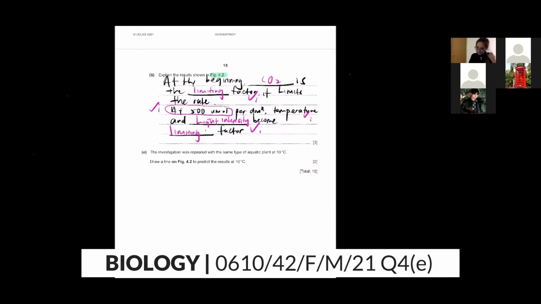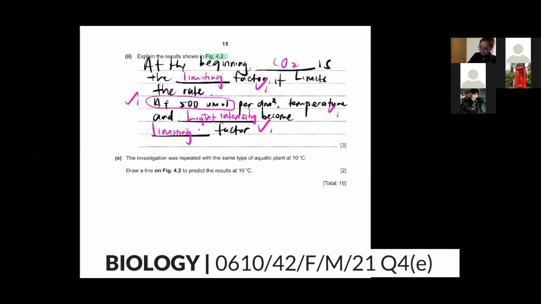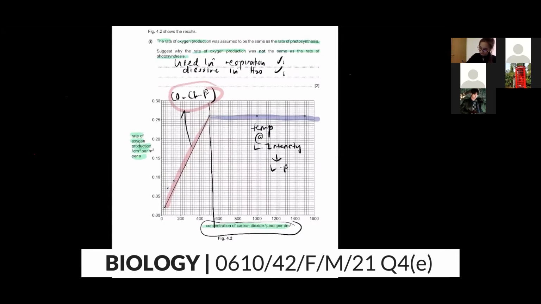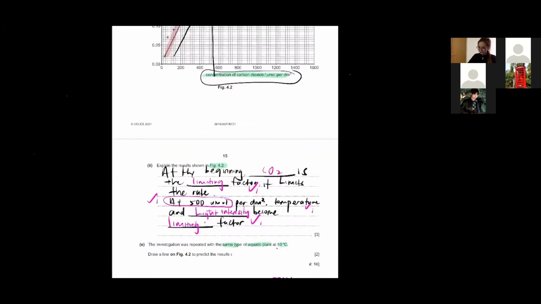Okay, guys, the investigation was repeated using the same type of aquatic plant at 10 degrees lower temperature. Remember, lower temperature, lower rates in general. Okay, it has to be at the bottom. So your graph should be like this. Remember, in general, the rate will be lower. So this is E.